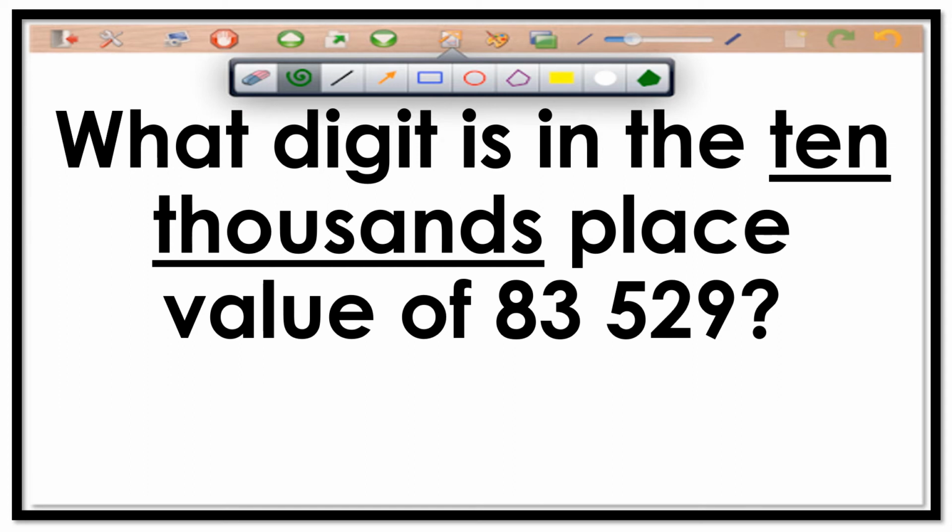What digit is in the 10,000s place value of 83,529? Ano daw ang digit na nasa 10,000s place? Count tayo ulit mula sa kanan. So, simulan natin sa 9 kasi yun ang nasa kanan. Ones, tens, hundreds, thousands, 10,000s. So, ang hinahanap natin na place value ay 10,000. So, ano daw ang sagot? So, the answer is 8.